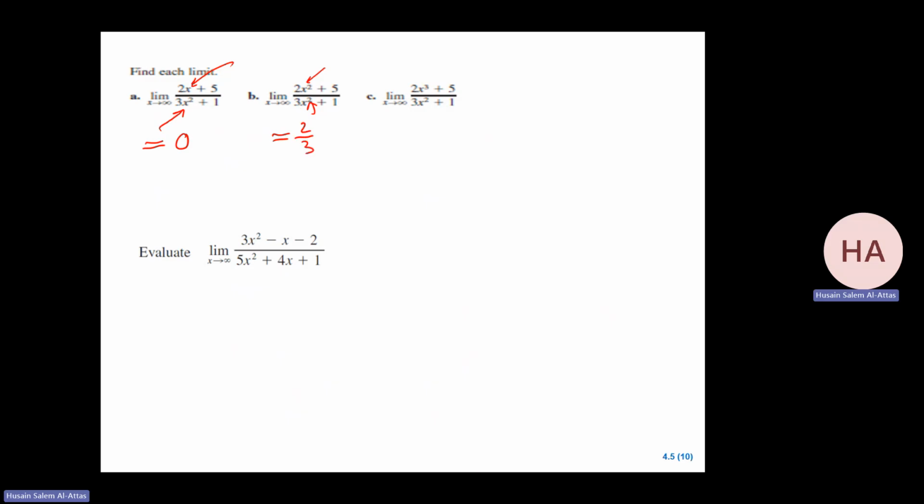Here you need to be careful. The degree of the numerator is more, so you need to deal with the control. This is the control, the highest power of x. Now do the calculation. That will be the limit as x goes to infinity of 2 over 3 times x. Since x goes to infinity, infinity times the number will be infinity.